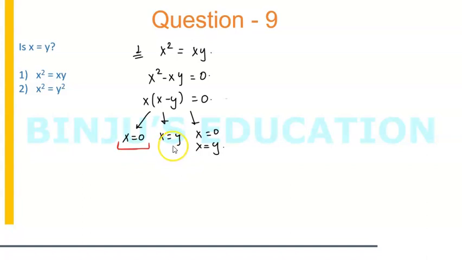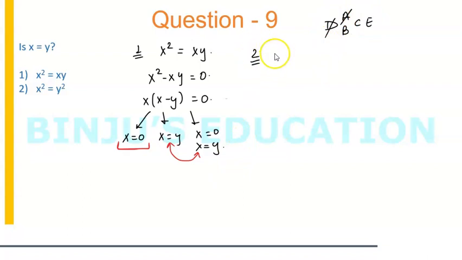But for the other two cases, you are getting x is equal to y. So it may happen that x is equal to y, it may happen that x and y are not equal. So simply by saying that x square is equal to xy, we will not have a conclusive result whether x is equal to y or not. It may be, it may not be, which means statement 1 is definitely not sufficient. A goes out, D goes out.